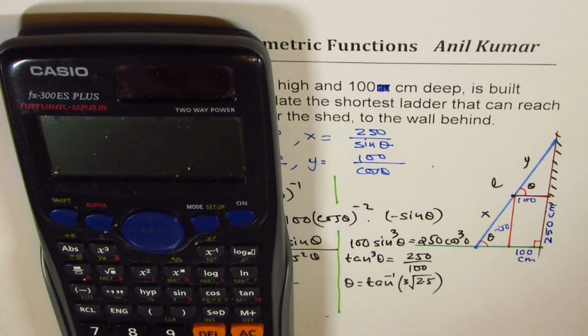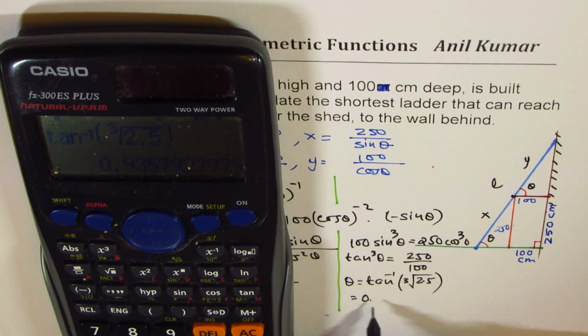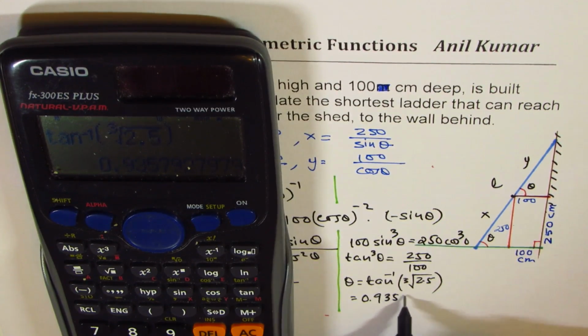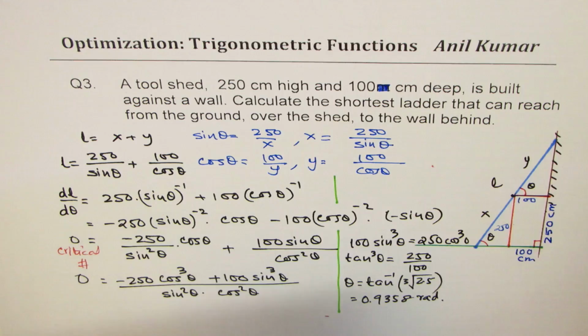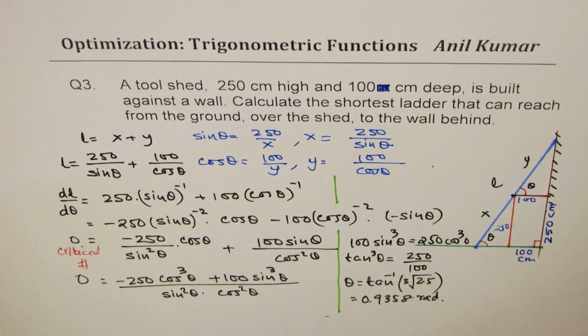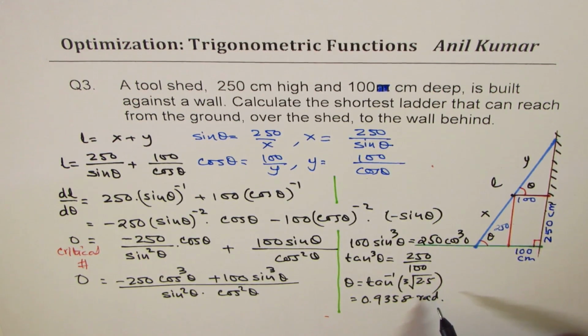Theta is tan inverse of the cube root of 2.5, which is equal to 0.9358 radians. So ensure that your calculator is in radians. You can use degrees, but that will be discouraged. In calculus, as you know, the limit of sine theta over theta is valid only in radians, not in degrees. So always work in radians.